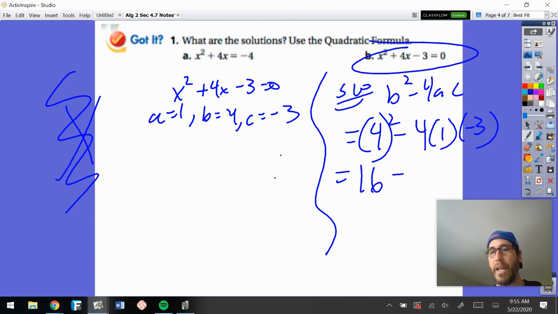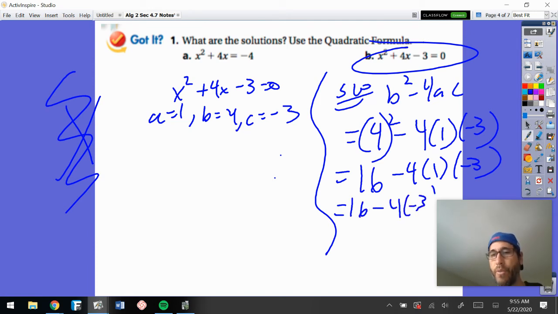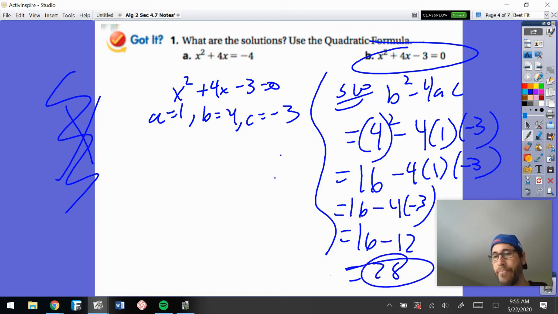That'd be 16 minus 4 times 1 times negative 3. So that'd be 16 minus 4 times negative 3. That'd be 16 plus 12, which is 28. Okay, positive, which means I get 2 solutions.